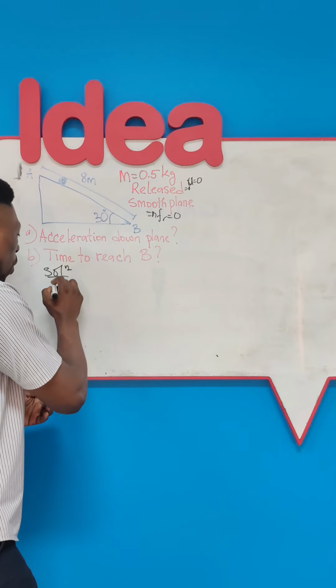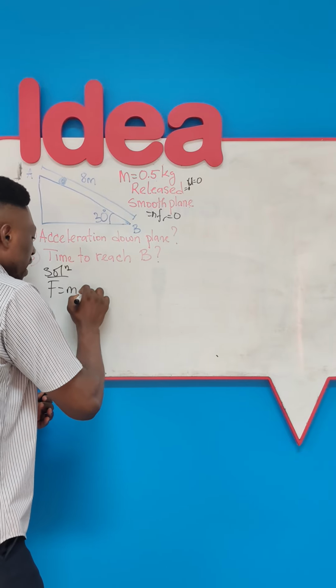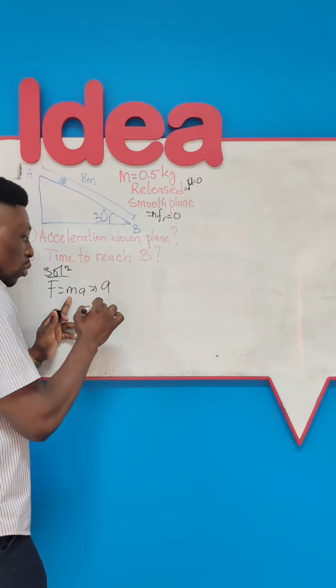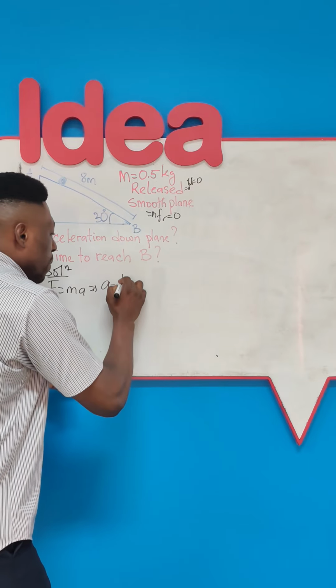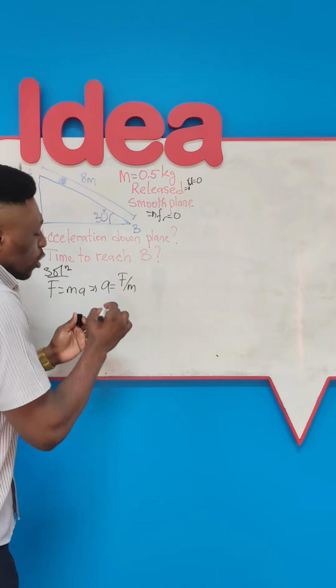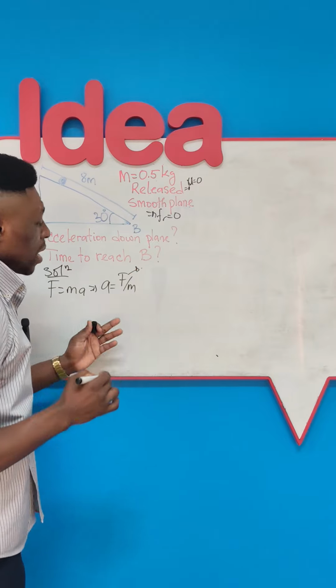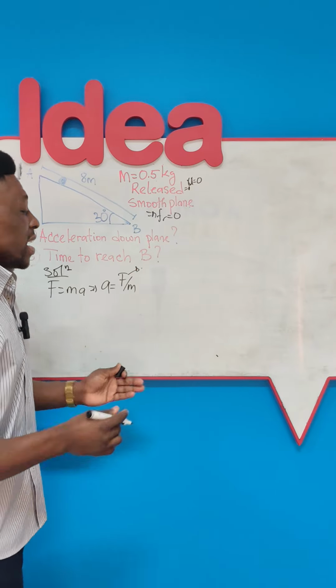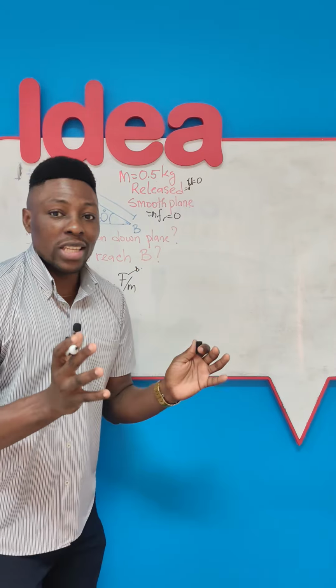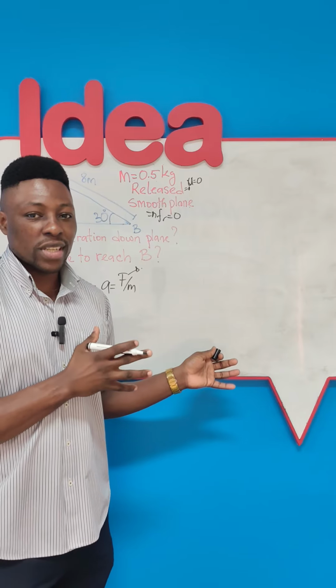Now find the acceleration down the plane. According to Newton's second law, F equals ma. This means that the acceleration we are looking for down the plane will be given by F divided by m. Now you're wondering, where will F come from? Besides, what is this F? This F in this context, dear friends, is what we call the resultant force.